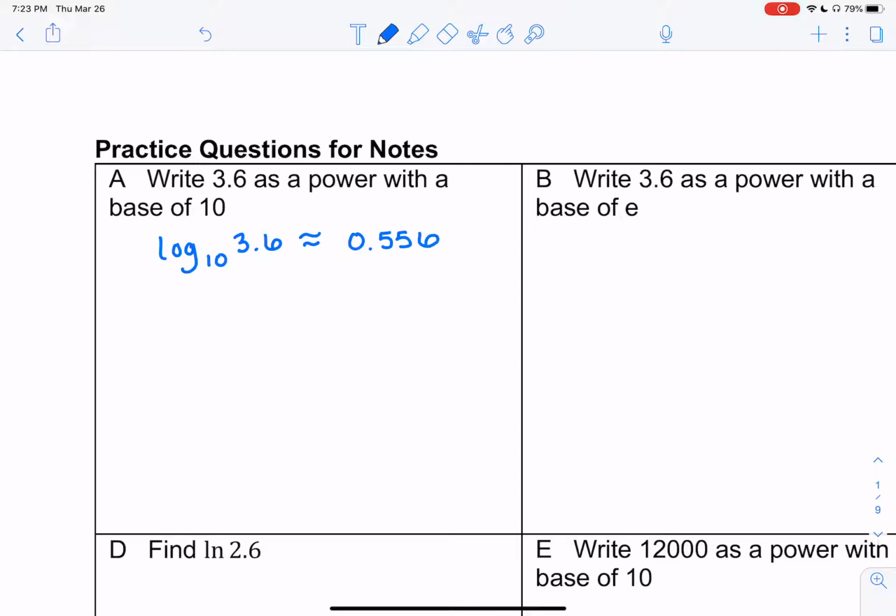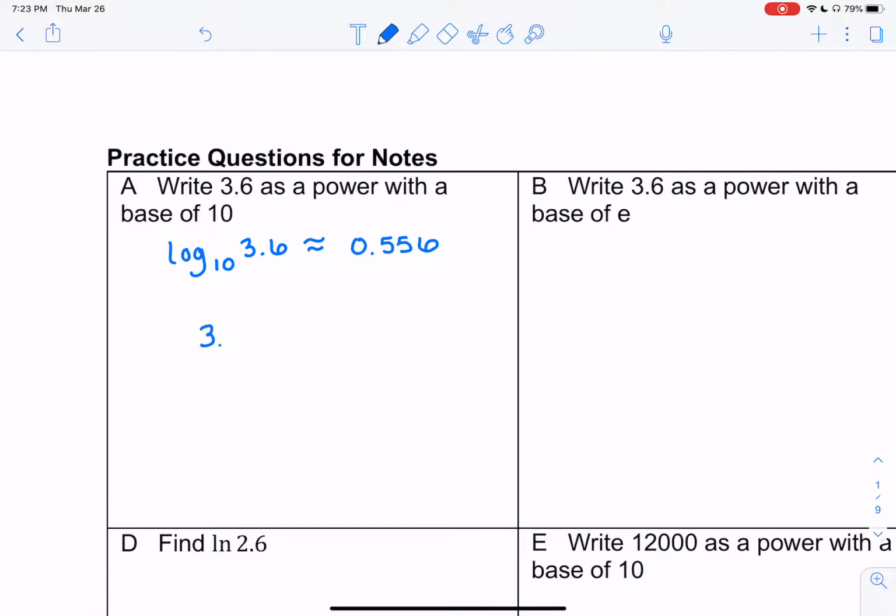Now it's asking us to rewrite that as a power of 10. So I will write 3.6 is approximately 10 raised to the 0.556. So my answer is 10 raised to the 0.556.